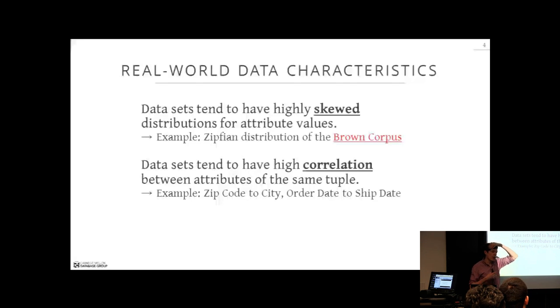So that means that the cardinality of the values for a particular attribute is going to be skewed such that most of them are going to have the same value, right? An example of this would be the Zipfian distribution, the power law distribution of the Brown corpus. Does anybody know what the Brown corpus is? What is that? You shake your head, yes? Right, well, what is it?